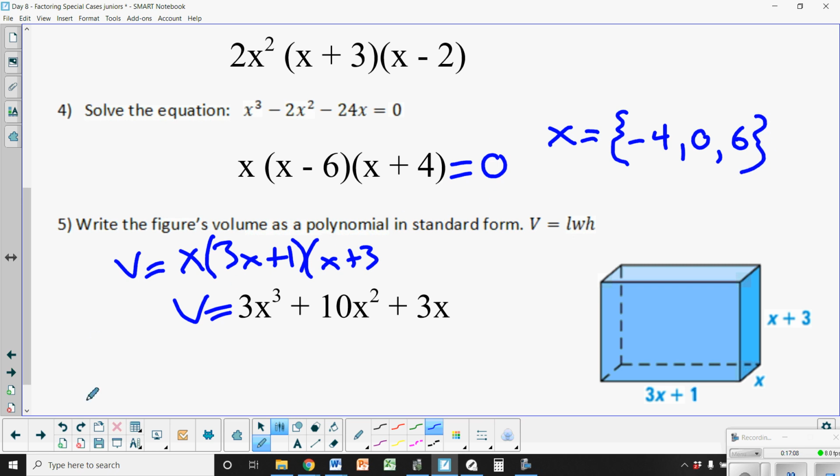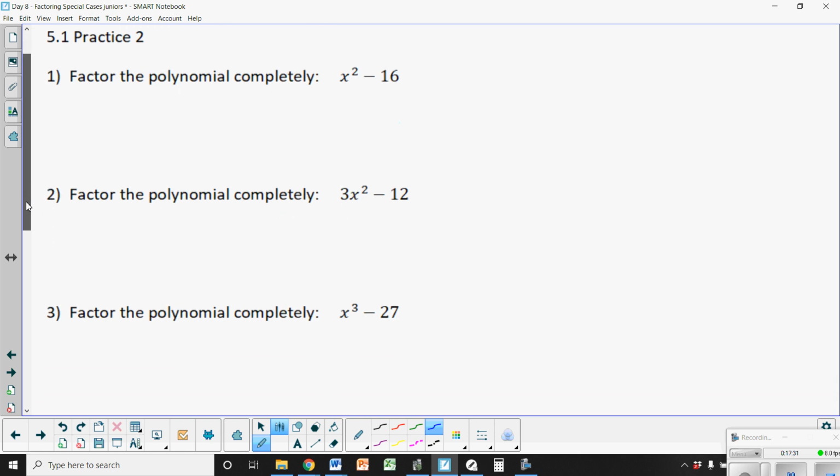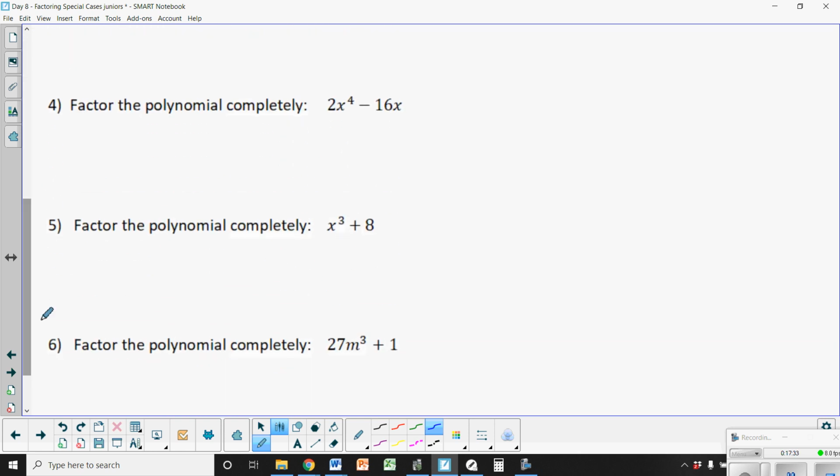Great. All right, and then this is your homework assignment for tonight. Practice 2, this is 1 through 3. So again, we're looking for difference of squares, and we're looking for difference of cubes. If we can simple factor first, check out this one. What can you divide both by? And then do some simple factoring. Then look for difference of squares. And then 4 and 5 and 6. Again, try to do some simple factoring first, then see if you have difference of squares or difference of cubes or sum of cubes.